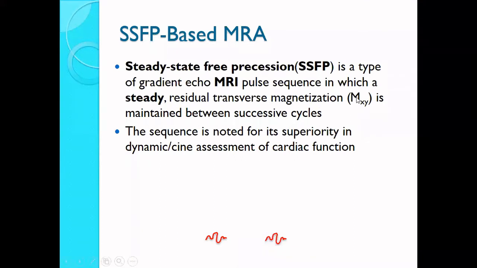So the residual transverse magnetization, which is like that particular Mxy, means it's present. We also call it a place where there is an equilibrium between the X and the Y. X represents the longitudinal magnetization plane, and the Y represents the transverse magnetization plane. So between the two successive cycles, this particular magnetization is residing. So this sequence is noted for its superiority in the dynamic, yeah, we call it cine. Cine means the live or dynamic assessment of the cardiac function.